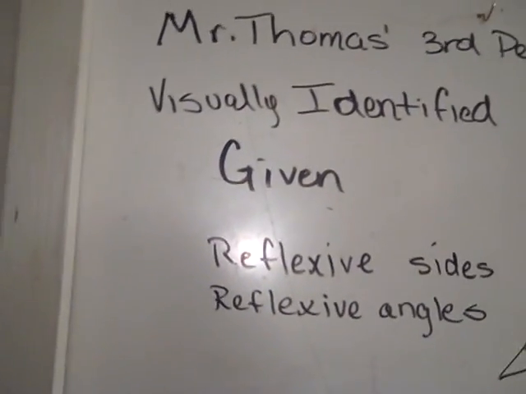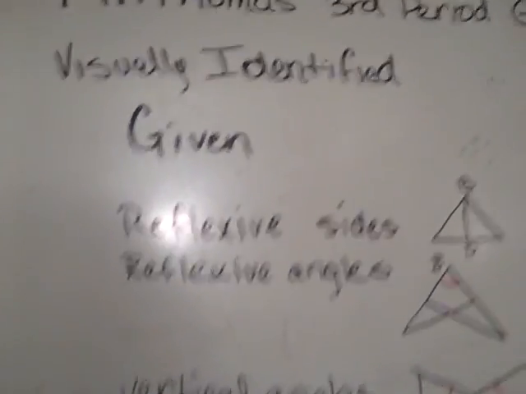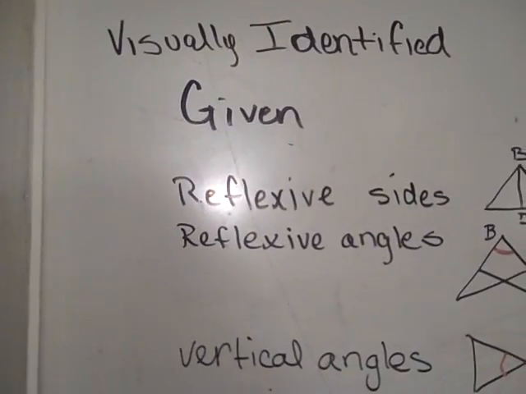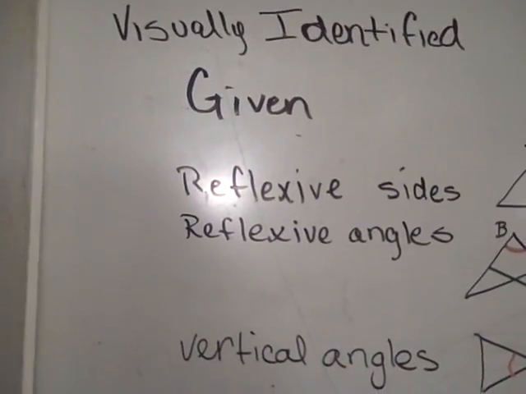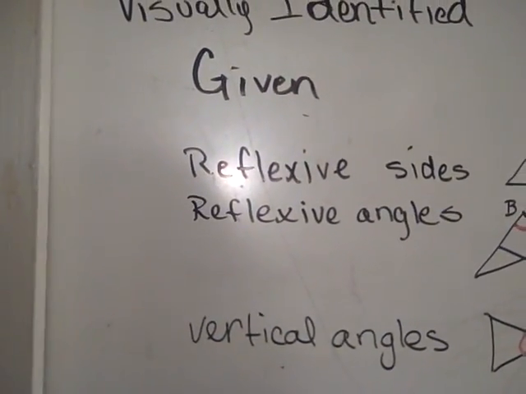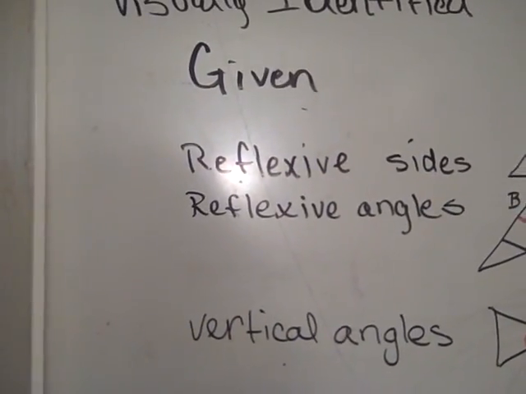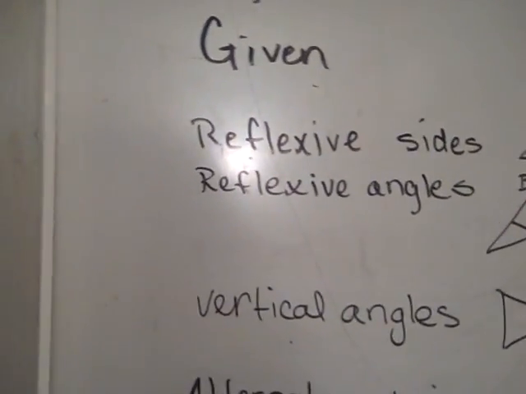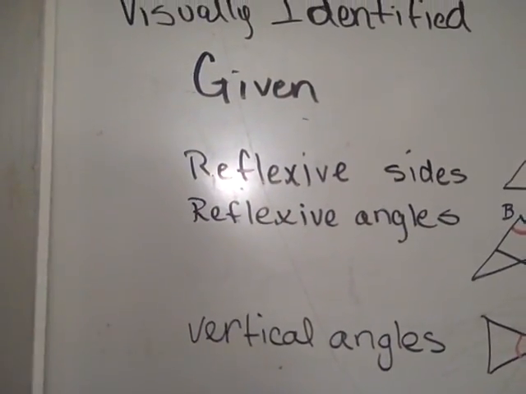Some of the reasons that you're going to be using are going to be visually identified. The first of them are your given statements. Your given statements are given to you in the proof. So automatically those are going to be the first two lines of your proof. And it is up to you to rewrite them in the T-chart, which I'll be showing in a later video.